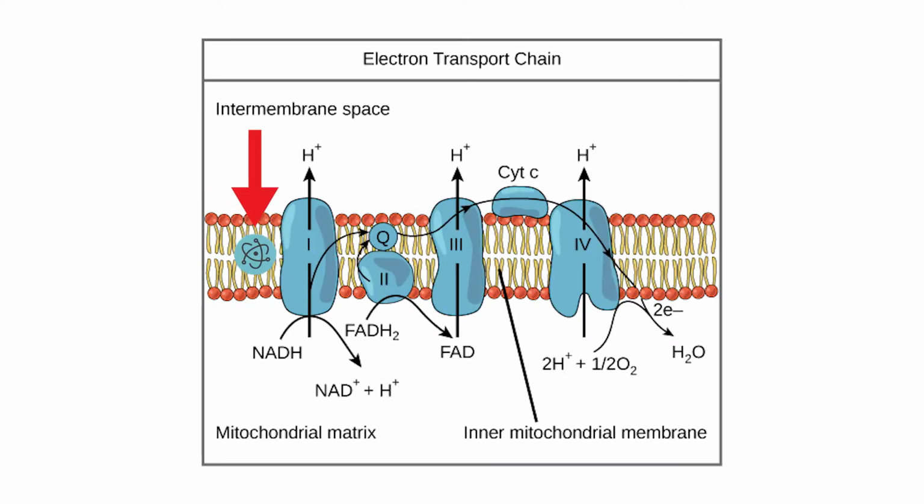Anyways, the high energy electron then goes down an electron chain and loses energy as it travels. The lost energy is used to pump hydrogen into the middle of the thylakoid.